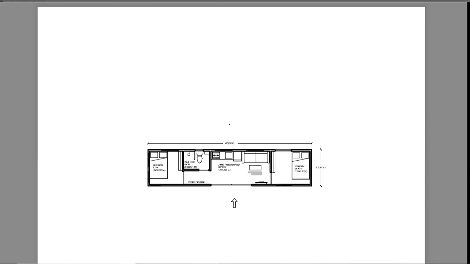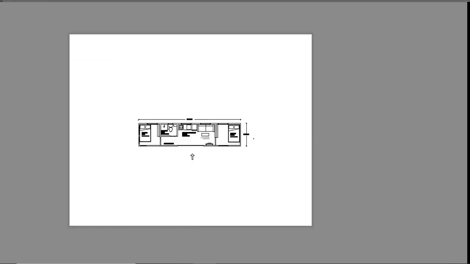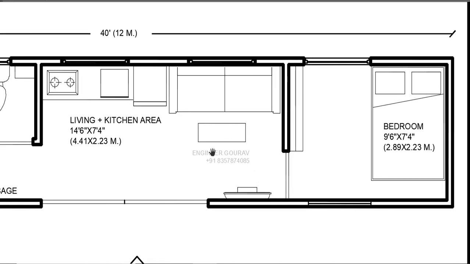The total area I have taken is: the length is 40 feet, in meters 12 meters, and the width is 8 feet, in meters 2.43 meters. So in the front we have a sliding door here. After that we will go inside. So we have a living plus kitchen cum dining area.